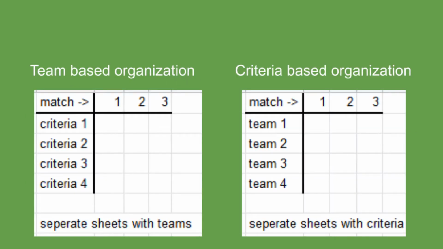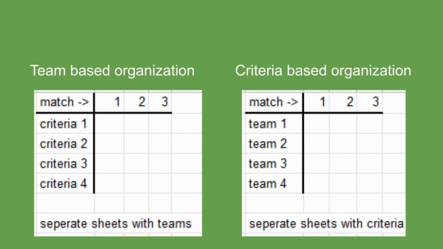Okay, so here's a little snapshot of each type of organization. On the left, we have team-based organization with the criteria running down the left and the matches on top. The matches will always be on top for each type of organization. And on the bottom, you notice it says separate sheets with teams. So you'll have team 1, team 2 on the bottom in separate sheets, all laid out like this.